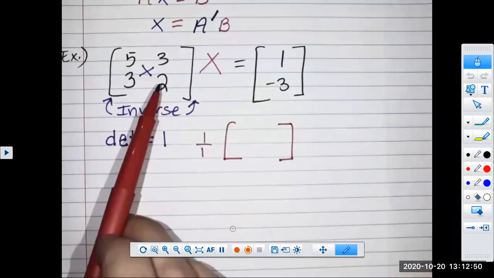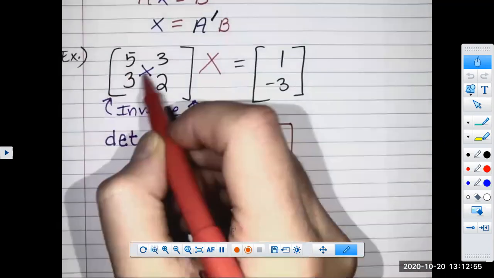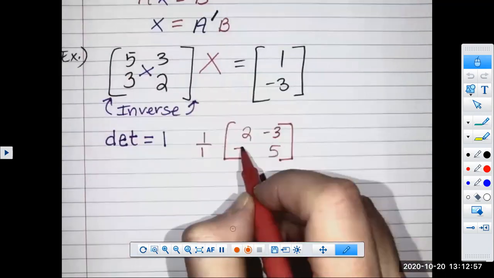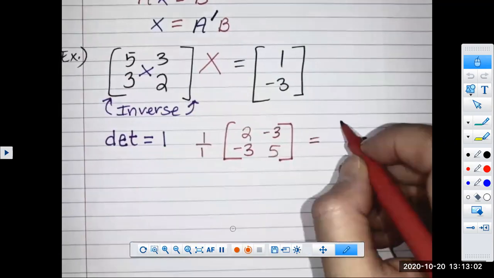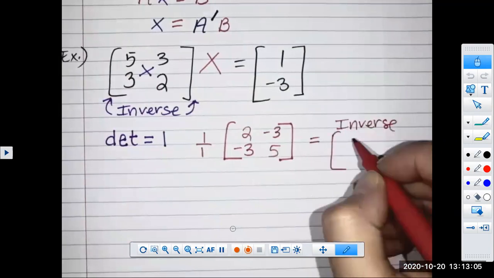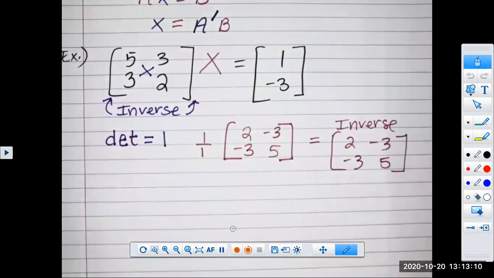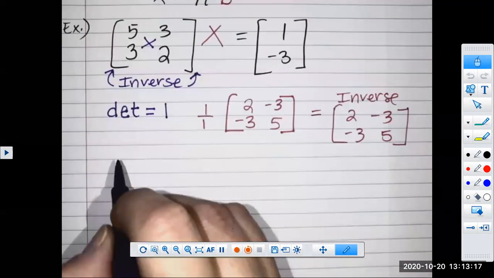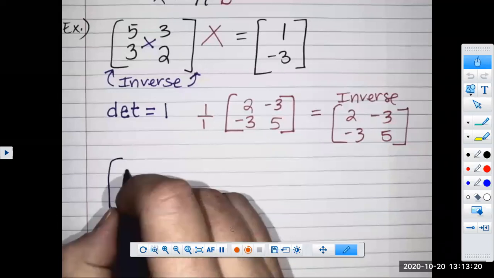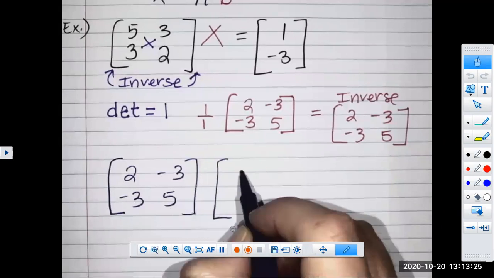And what do you do with these elements? Good. Switch those. What do you do with 3 and 3? Change the sign, and then 1 times all of that stuff. So our inverse matrix is that. Okay, last step, we take that matrix and multiply it to the other matrix, 1, -3.